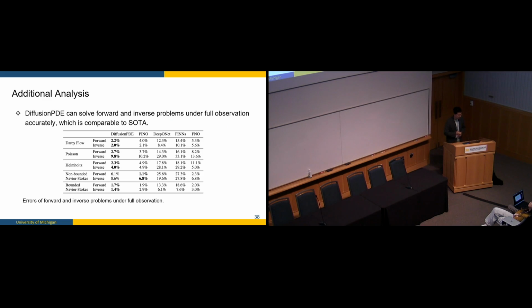Another data point they want to show is that DiffusionPDE is excellent for solving PDEs given partial observation. But what happens if I give a full observation and compare the performance? The result, as shown here, is that DiffusionPDE is almost as good as the state-of-the-art method that assumes full observation. So it can be used not only for partial observations, but also for cases where you have the full observation, and it will work competitively against the competitors.